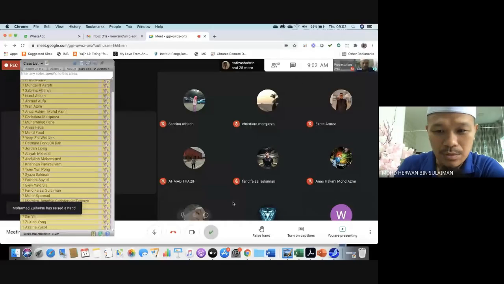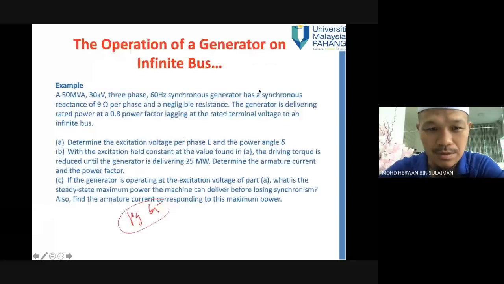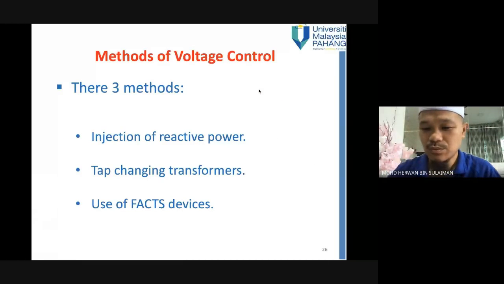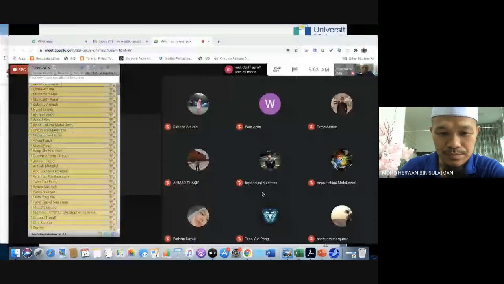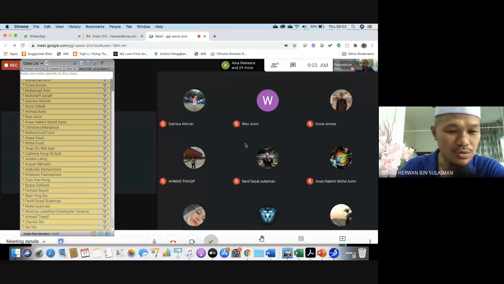Okay, we continue our class today. So we have discussed the operation of generator on infinite bus yesterday. So today we will move to methods of control, voltage control. We want to control the voltage and concurrently we will control the reactive power also.